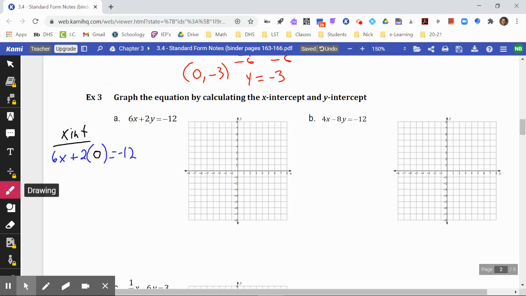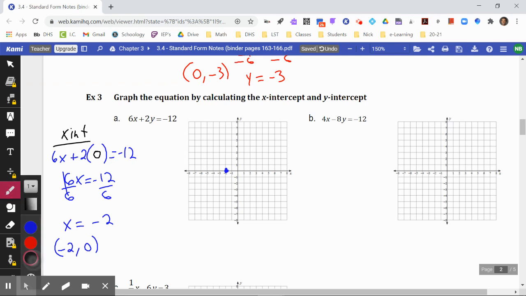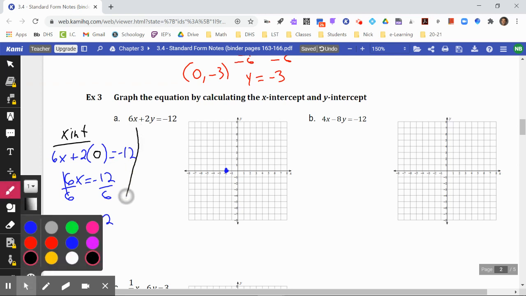All right, well, when I simplify here, we get really 6x is equal to negative 12. Right, we divide by 6. And we get x equals negative 2. That means my x-intercept is negative 2, comma 0. All right, so I'm going to go ahead and plot that on my x-axis. Right, I'm going to put my point at negative 2, comma 0. And there's my x-intercept.